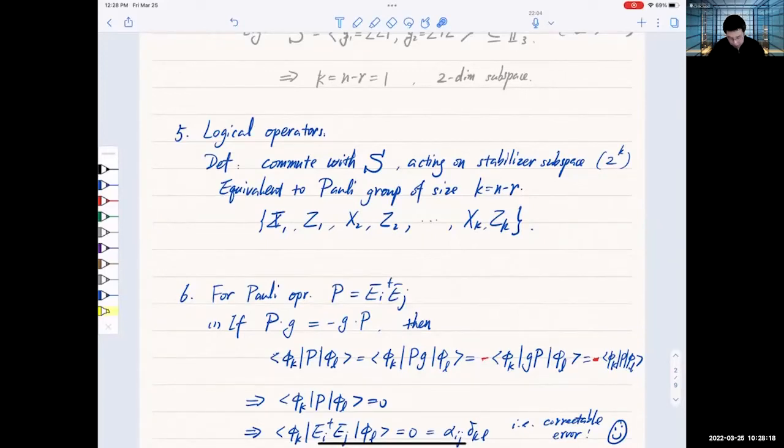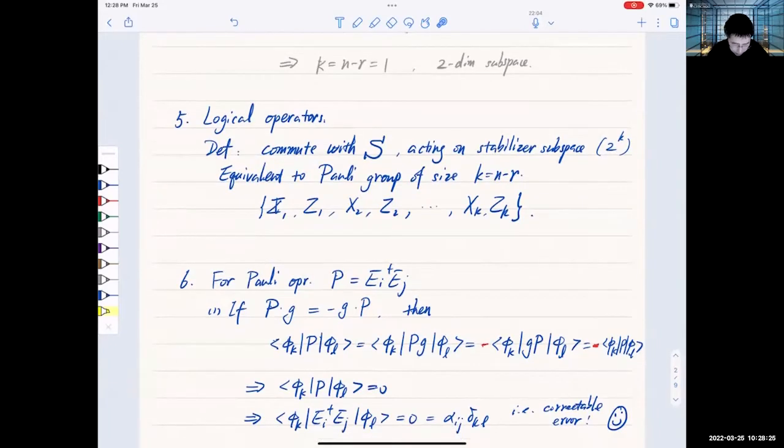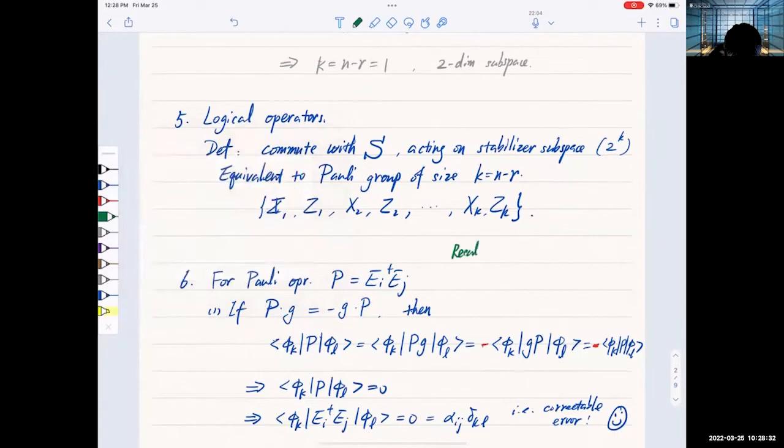Okay, so now it's maybe a good time to remind ourselves about the error correction criteria. Basically, we have logical states phi_k, phi_l, sandwiching E_i dagger E_j, and it should be equal to alpha_ij delta_kl. All right, so let's check whether or not a certain set of errors will satisfy the error correction criteria. And if it does, that indicates that indeed we can correct those errors.